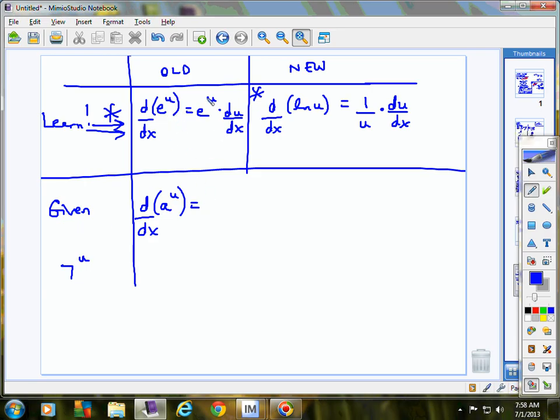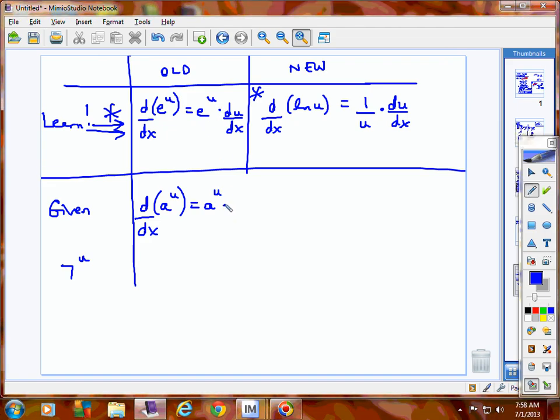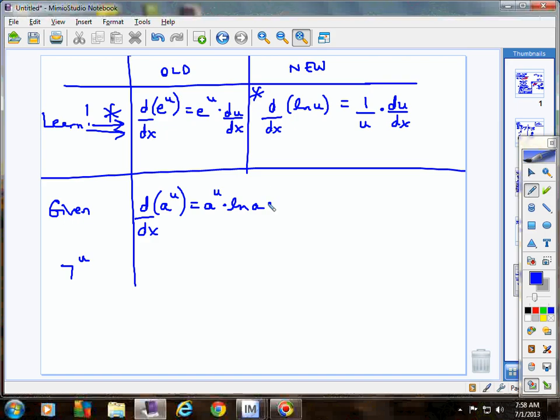All right, here's how it starts out. It would be itself, just like e was itself, but it's times the log of the exponent. No, times the log of the base. Ahead of myself. Times the log of the base times the derivative of the exponent.